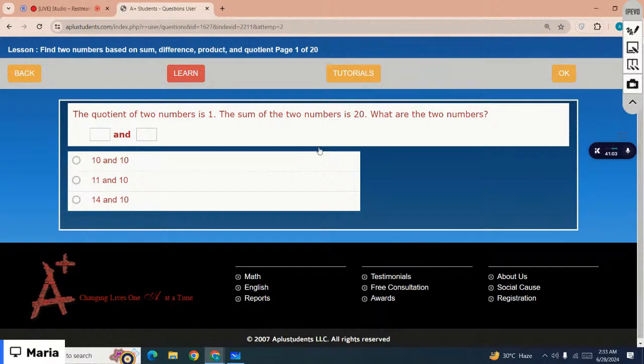Okay, the quotient of two numbers is 1. The sum of the two numbers is 20. What are the two numbers? Quotient means when you divide them, the answer is 1. Which is the correct option?